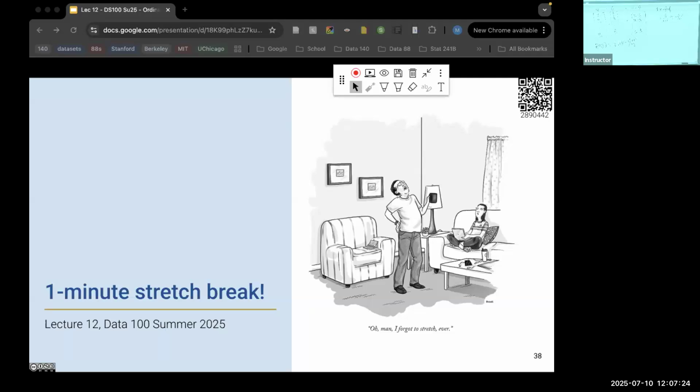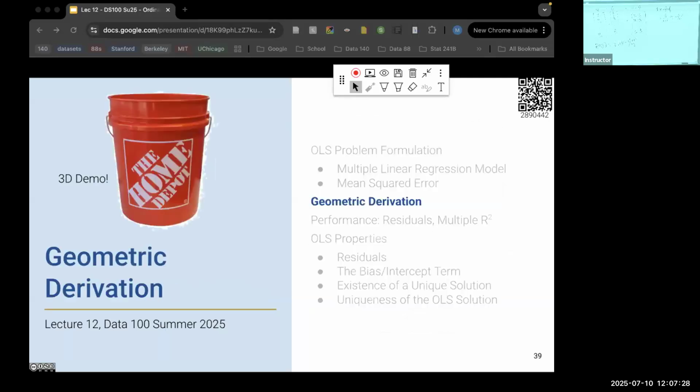Okay, let's keep going. You can see me. If you were here earlier, you saw there's a ridiculous Home Depot bucket. I'm not taking any credit for this. This is Josh's design.